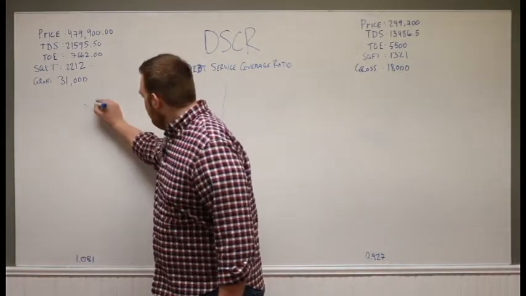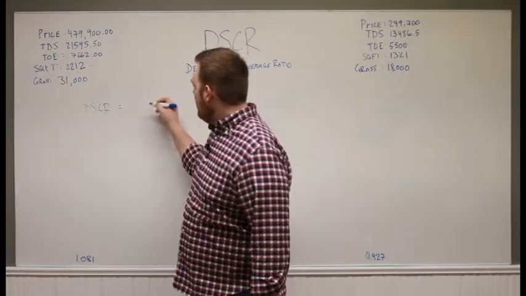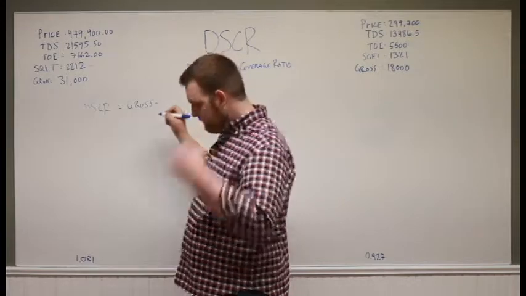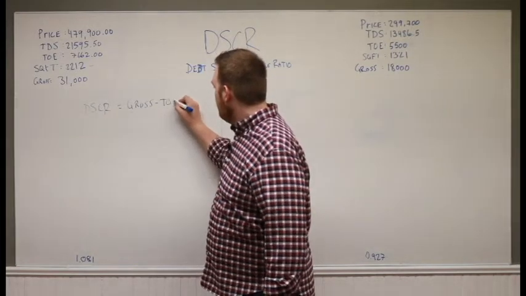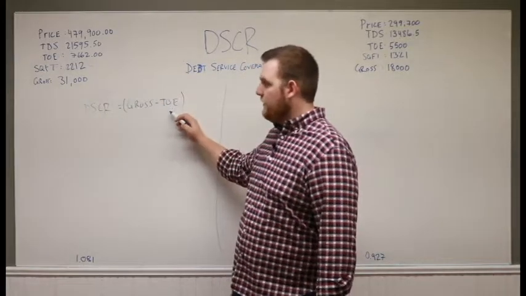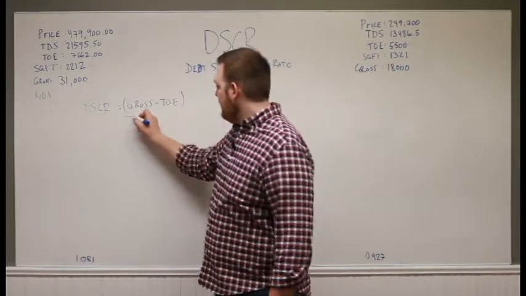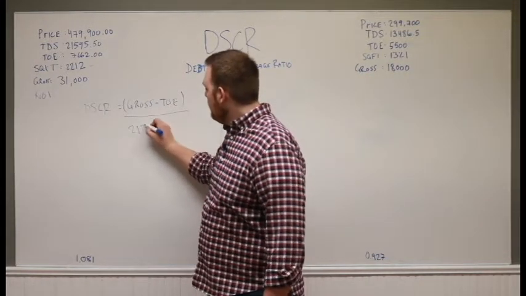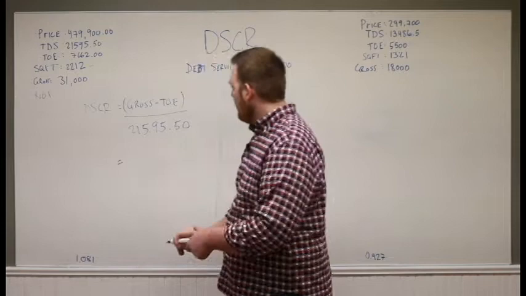So the formula for DSCR, looks like my marker's petering out here. DSCR, all it is is the money left over after you pay your operating expenses, right? So this could also be expressed as NOI up here, gross rent minus total operating expenses. If we had done NOI here, it would be right there, and that would be divided by our total debt service. In this case, 21,595.5. Okay?